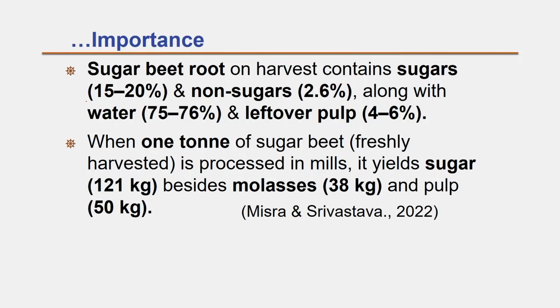Sugar beet root on harvest contains about 15 to 20% sugar, and known sugars are 2.6% along with water. It may contain about 75 to 76% water, and pulp is about 4 to 6%, that is leftover pulp. When 1 ton of freshly harvested sugar beet is processed in mills, it yields about 121 kilogram sugar. Besides that, molasses may be 38 kilogram and pulp may be 58 kilogram.